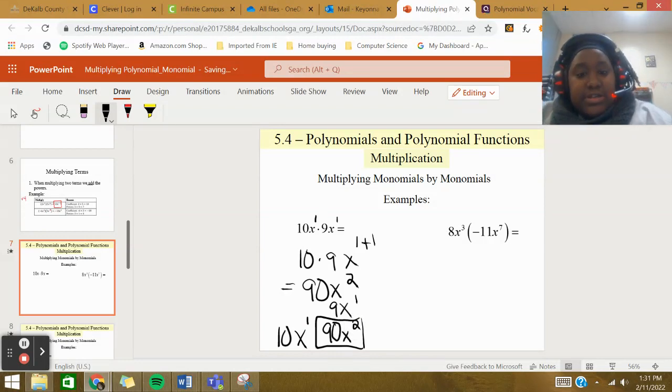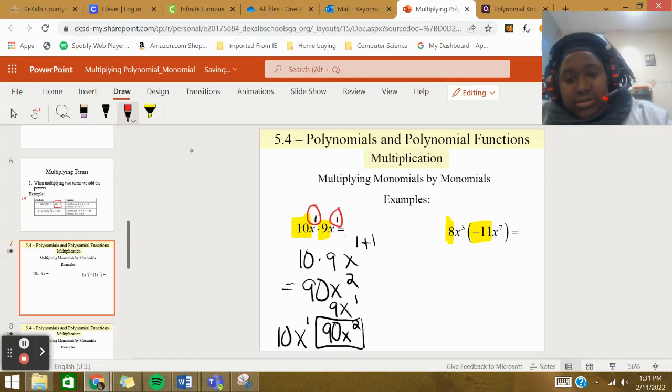Let's look at the next one. Remember that we're multiplying our coefficients. Matter of fact, this might be easier if I highlight it and change colors. And I'll go back and do that here. So I multiplied the 10 and the 9 here. And then I added my exponents here, which is this one and this one. So on this next one, we have 8x to the third times a negative 11x to the 7th power.